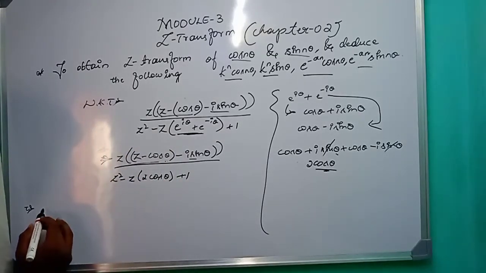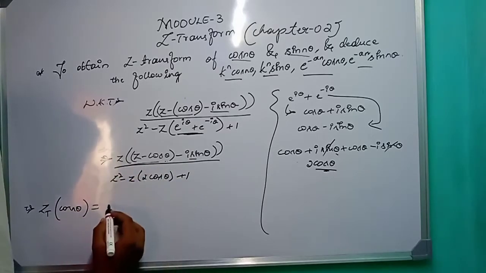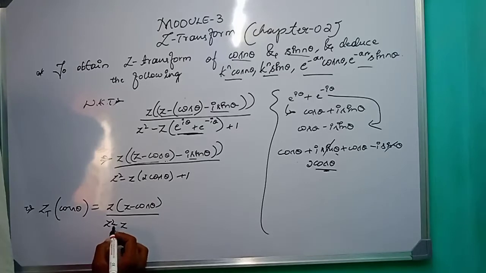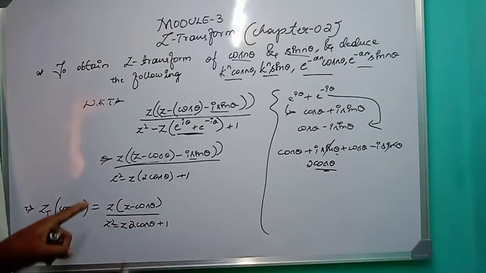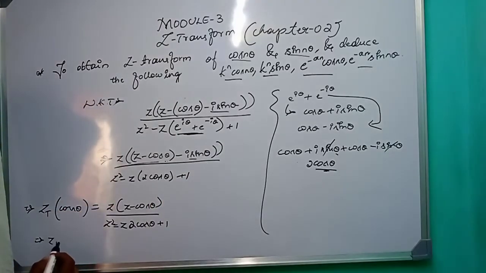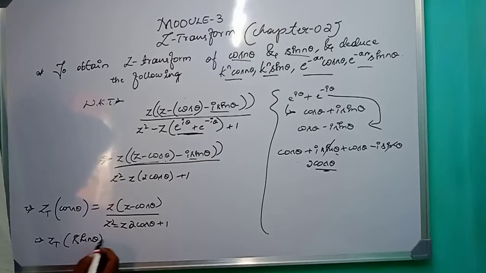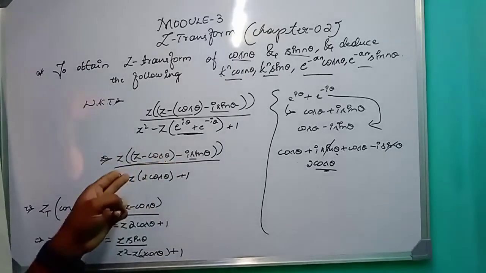So the Z transform of the real part, that is cos n theta, is equal to the real part of this, which is Z into (Z minus cos theta) whole divided by Z square minus Z into 2 cos theta plus 1. And this is the imaginary part, that is the Z transform of sin n theta, which is equal to what's left: Z into sin theta by Z square minus Z into 2 cos theta plus 1. So this is the real part and this is the imaginary part.